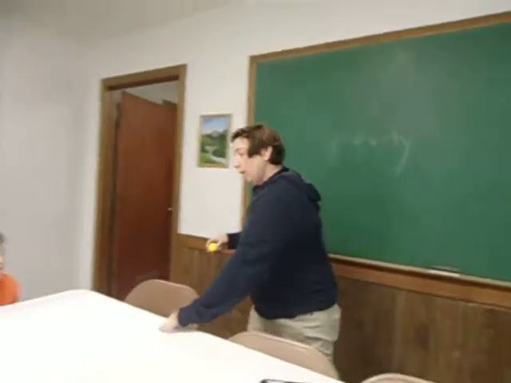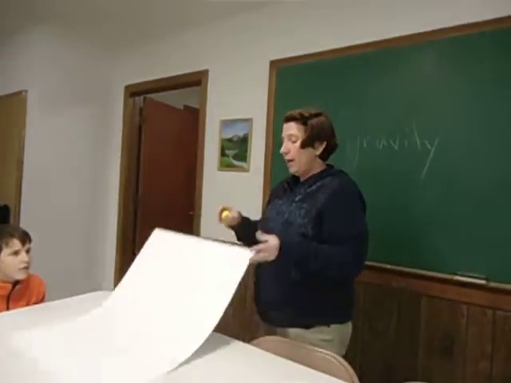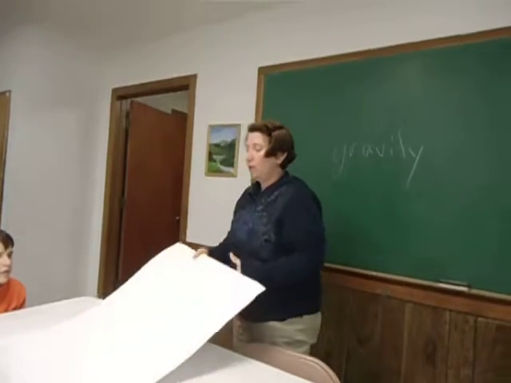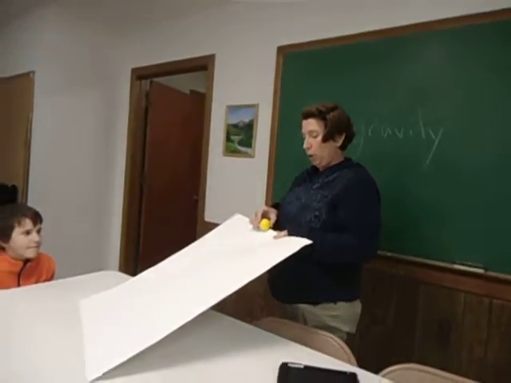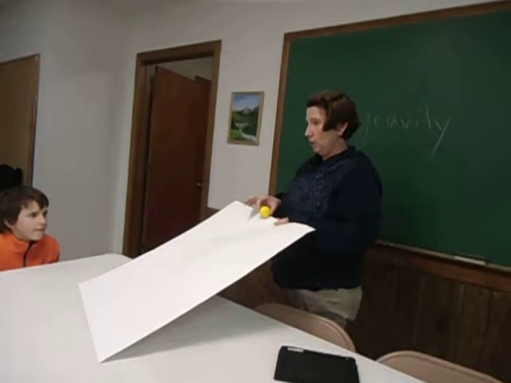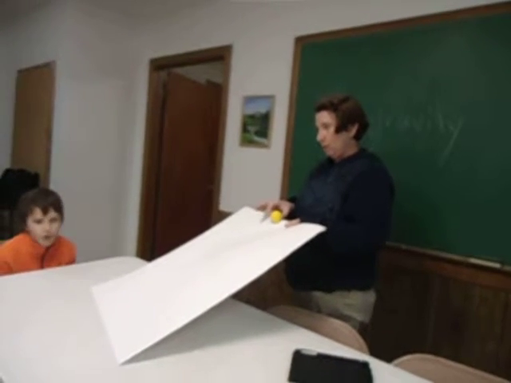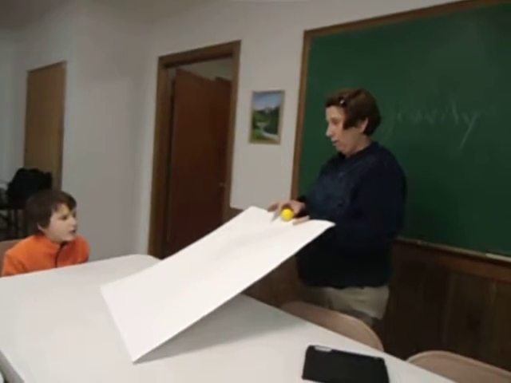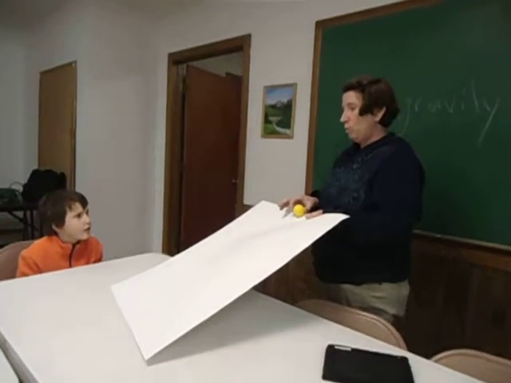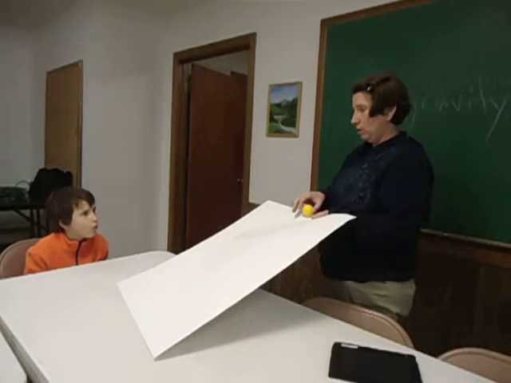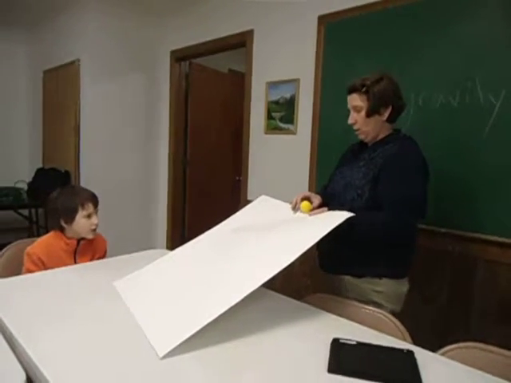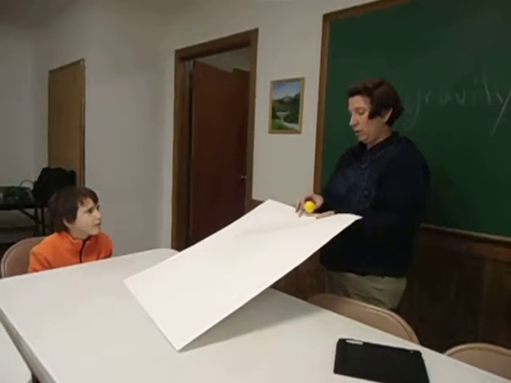Okay, so if I take this poster board like this, and I put the ball here, what happens? What do you think is going to happen? It's going to roll down. Why? Because gravity is pulling it down. Okay, but why doesn't it go straight? Do you think it's going to bounce? No. Why not? Because there's a thing holding it up.